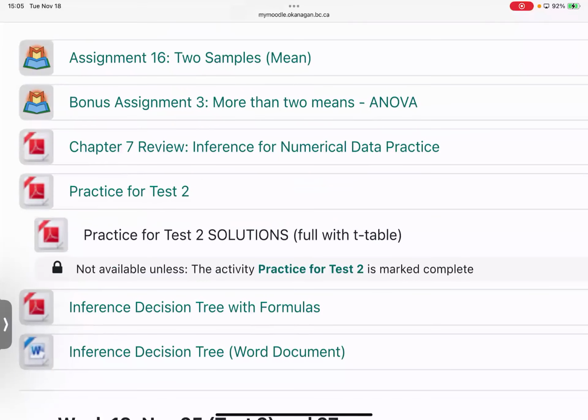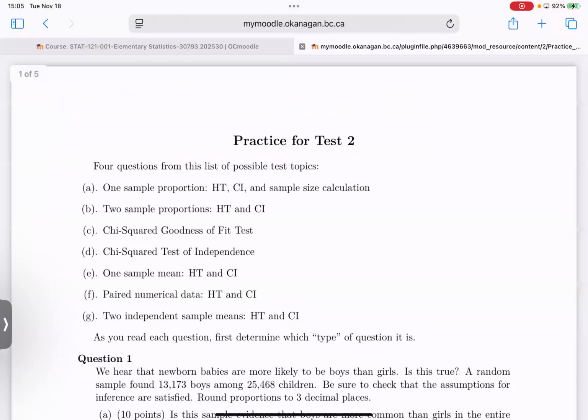But wait, there's more. Oh, I did a weird thing, didn't I? Now that I'm zoomed in. I posted practice for test 2. It's a lot of practice, all the different types of questions. I do want to highlight. Oh no, I fixed it.